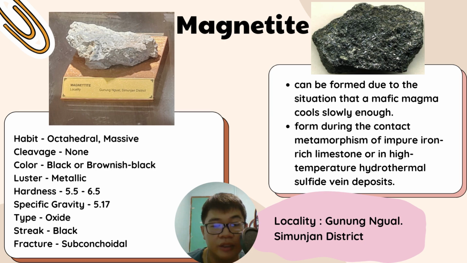It can be formed when a mafic magma cools slowly enough. Dense magnetite crystals may settle while crystallizing, forming massive magnetite ore bodies with a strong magnetic character. Magnetite can also form during the contact metamorphism of impure iron-rich limestone or in high temperature hydrothermal sulfide vein deposits.